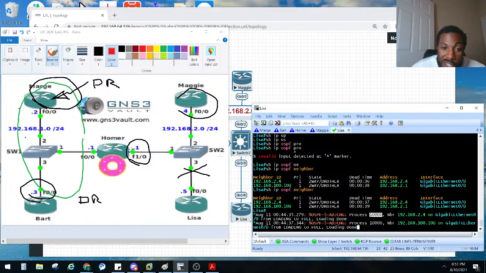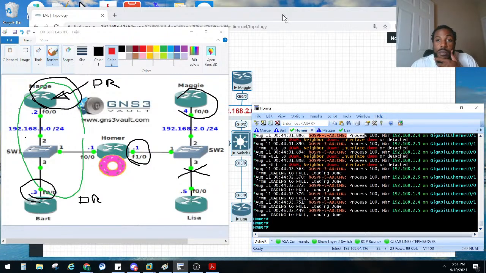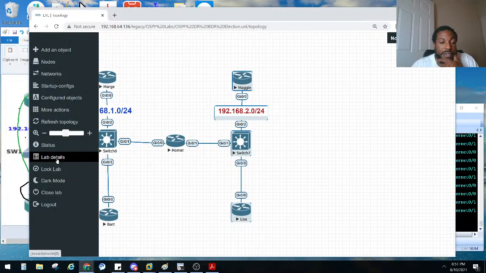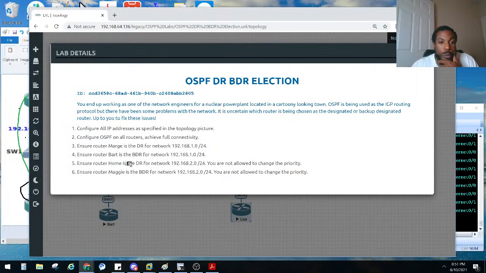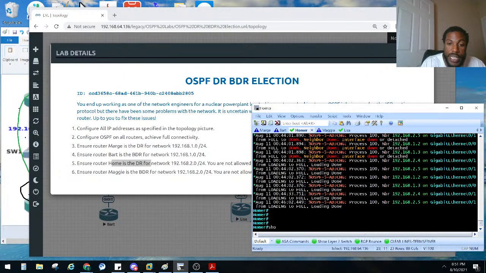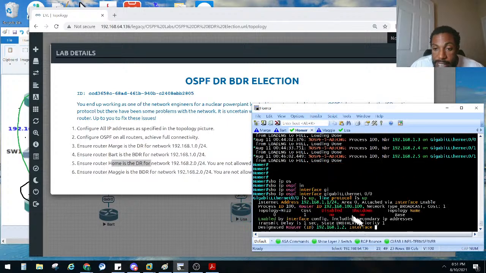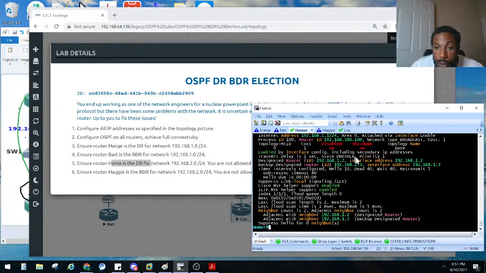So now let's see what's Homer's. We said we wanted Homer to be what? The designated router? Lab details. We said we wanted Homer to be the designated router. And let's see what we did. Get on our knees. Pray to the network gods. Show IP OSPF interface Gi0/0. And right now Homer is the DRother. Interesting. Did we change the priority on this? No, we did it by IP address.